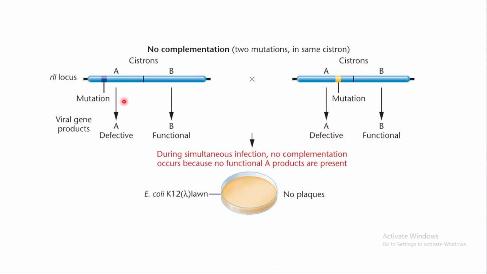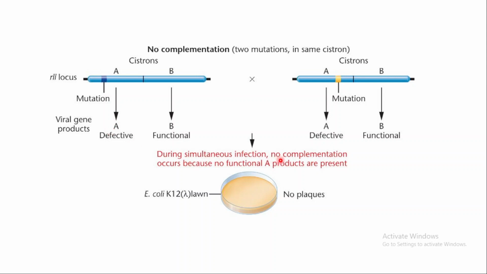During simultaneous infection, no complementation occurs because no functional A products are present. The bacteriophage has two genes, A and B, and in A we have mutations. One kind of bacteriophage has this blue colored mutation and the other has a yellow colored mutation. Now how would we know whether these two are from the same complementation group? We do a simultaneous infection onto the E. coli. Now if the mutations are on the same gene, then gene A will still be defective.